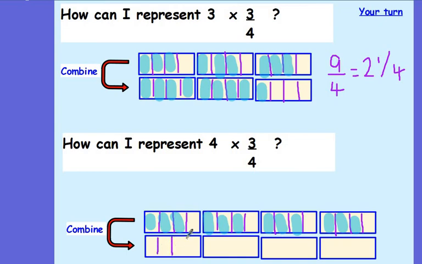So move everybody along a bit. How many lots of a quarter have I got altogether this time? I've got 1, 2, 3, 4, 5, 6, 7, 8, 9, 10, 11, 12. So I've got 12 lots of a quarter, which is the same as 3 wholes.